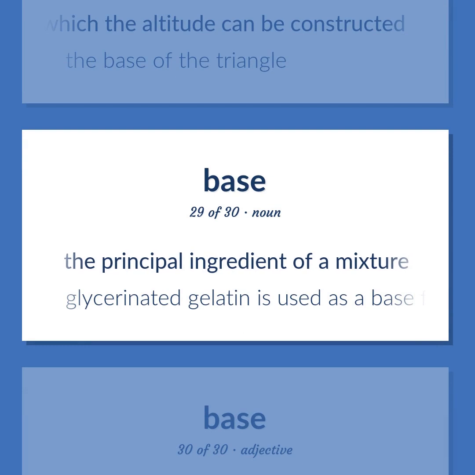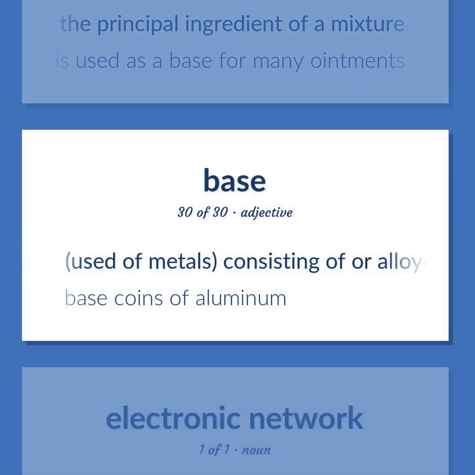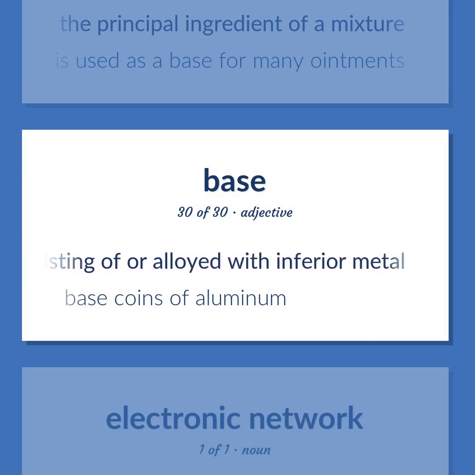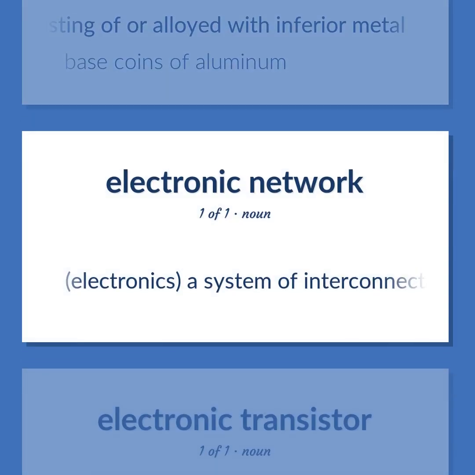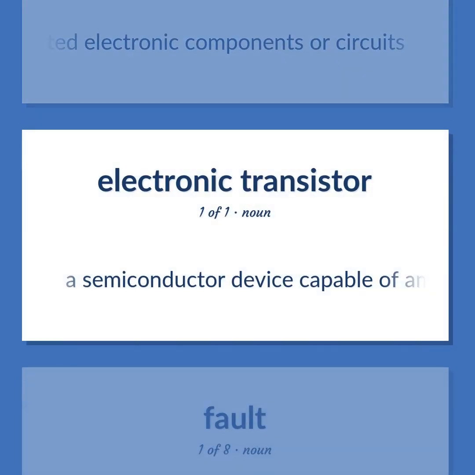The principal ingredient of a mixture. Glycerinated gelatin is used as a base for many ointments. Used of metals, consisting of or alloyed with inferior metal. Base coins of aluminum. Electronics. A system of interconnected electronic components or circuits. A semiconductor device capable of amplification.